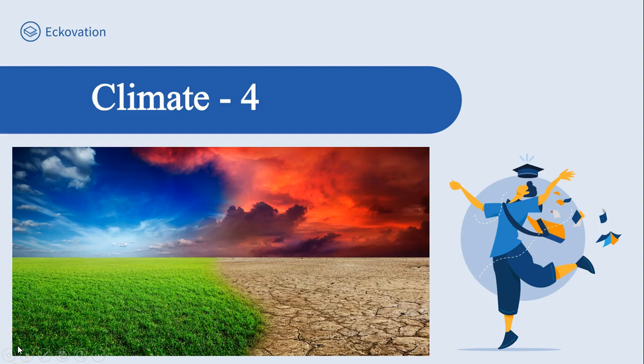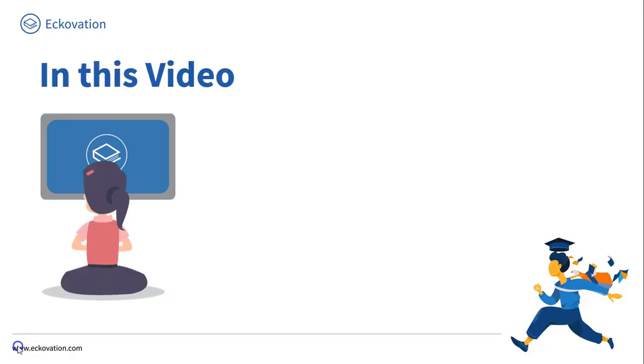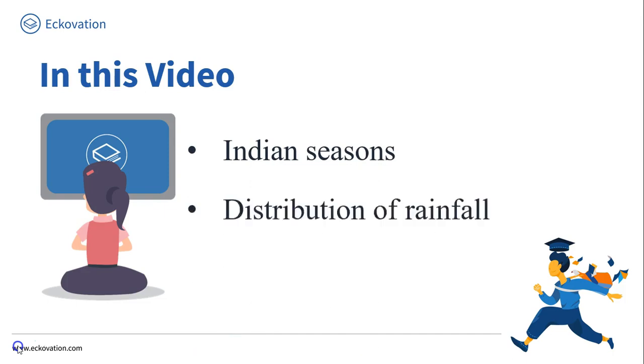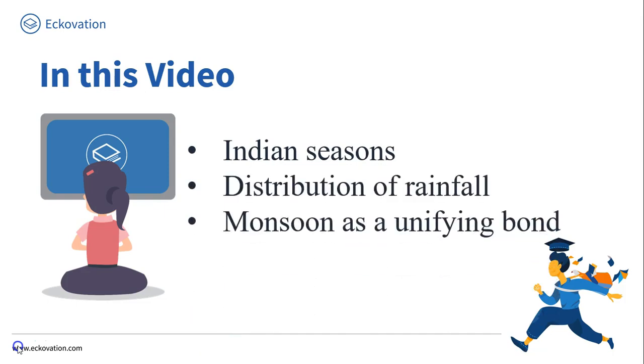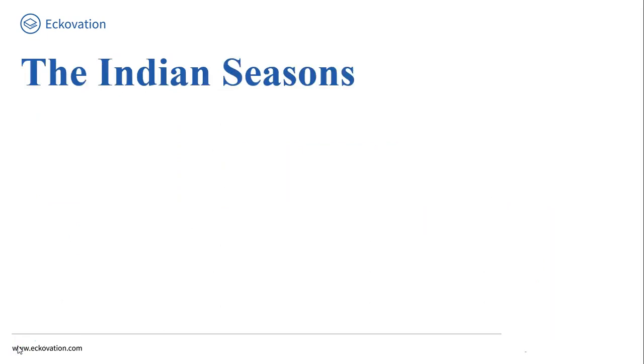Hello friends, today we are here with our fourth chapter, that is climate, and today we will cover the fourth part of this chapter. So friends, in this video we will discuss Indian seasons, distribution of rainfall, and monsoon as a unifying bond. Now friends, let's move ahead and start our discussion with the Indian seasons.